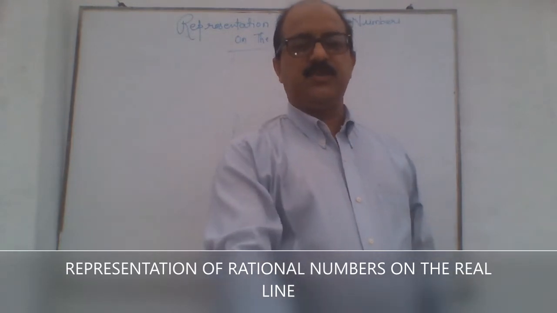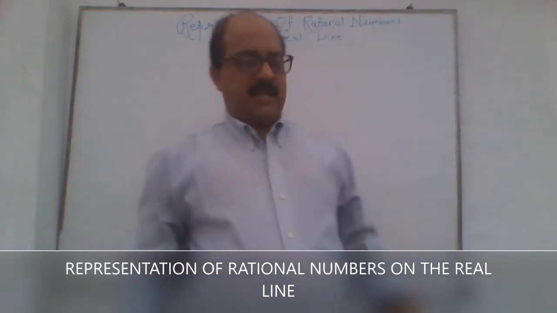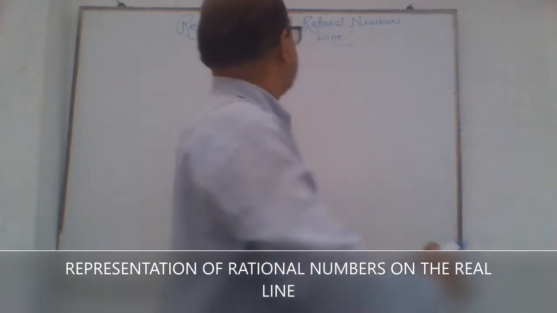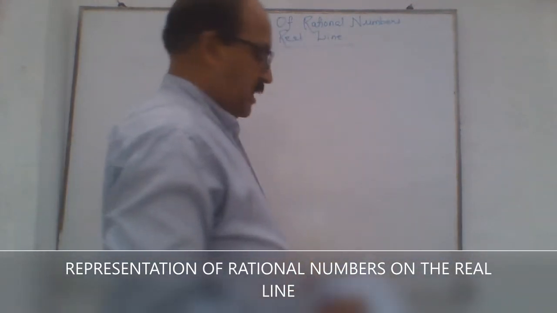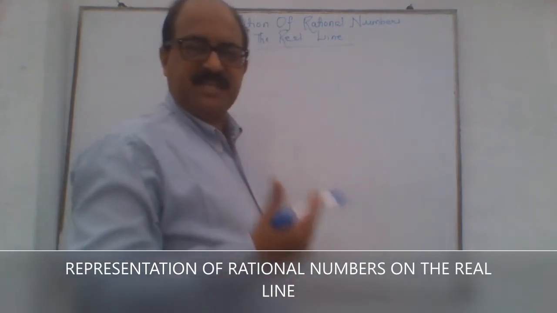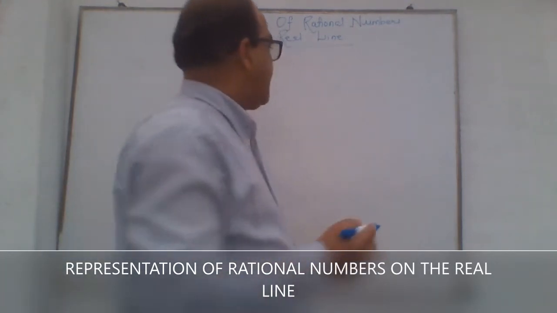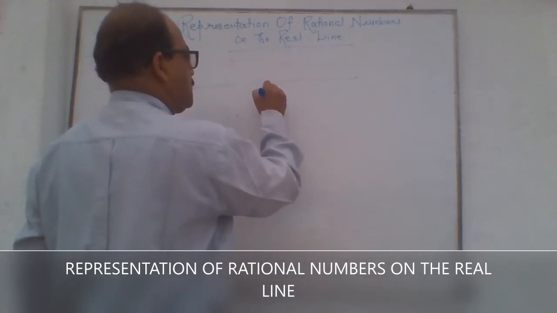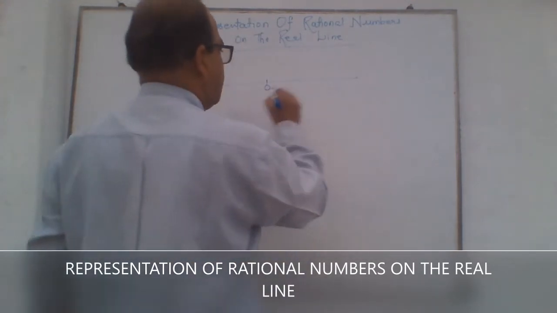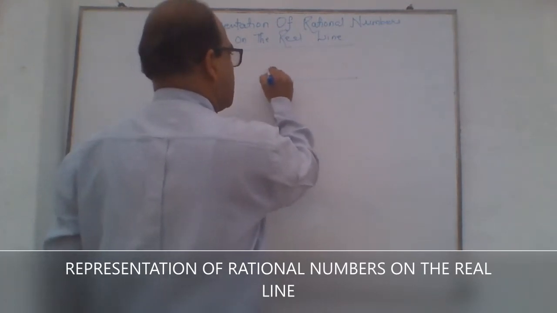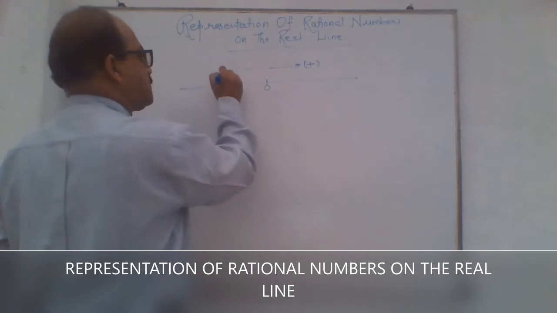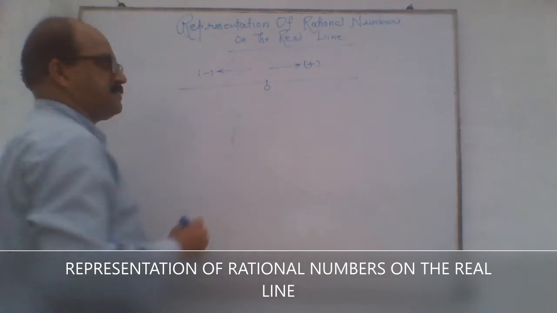Today I will teach you the next chapter, representations of rational numbers on the real line. It is written here. Now, how do we represent a rational number on a real line? This is the number line where 0 is in the middle of this line, and this portion is positive rational numbers and here this portion is negative rational numbers.